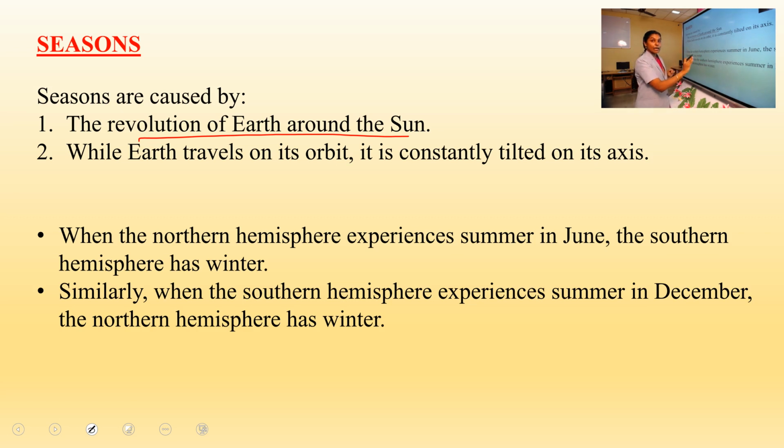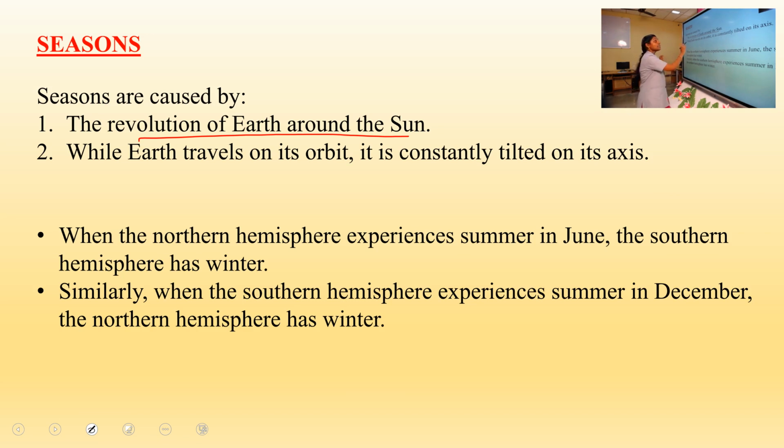So the earth is slowly moving in its elliptical path. In each position in this elliptical path, we will experience certain seasons. That is the first reason.